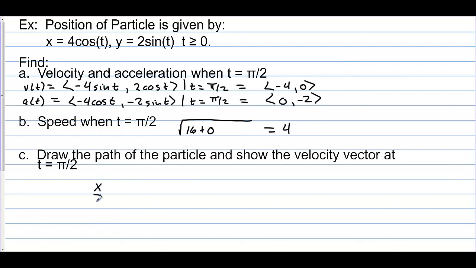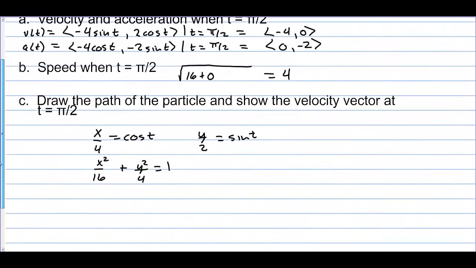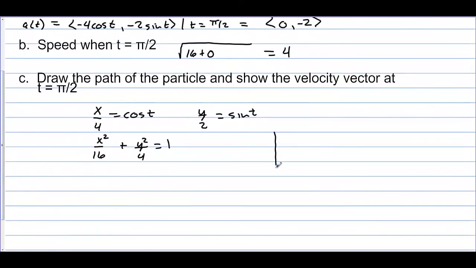We have x over 4 is equal to the cosine of t, and we have y over 2 is equal to the sine of t. So we can say that x squared over 16 plus y squared over 4 is equal to 1. So draw the path of the particle. All right, so now we have to draw the ellipse.